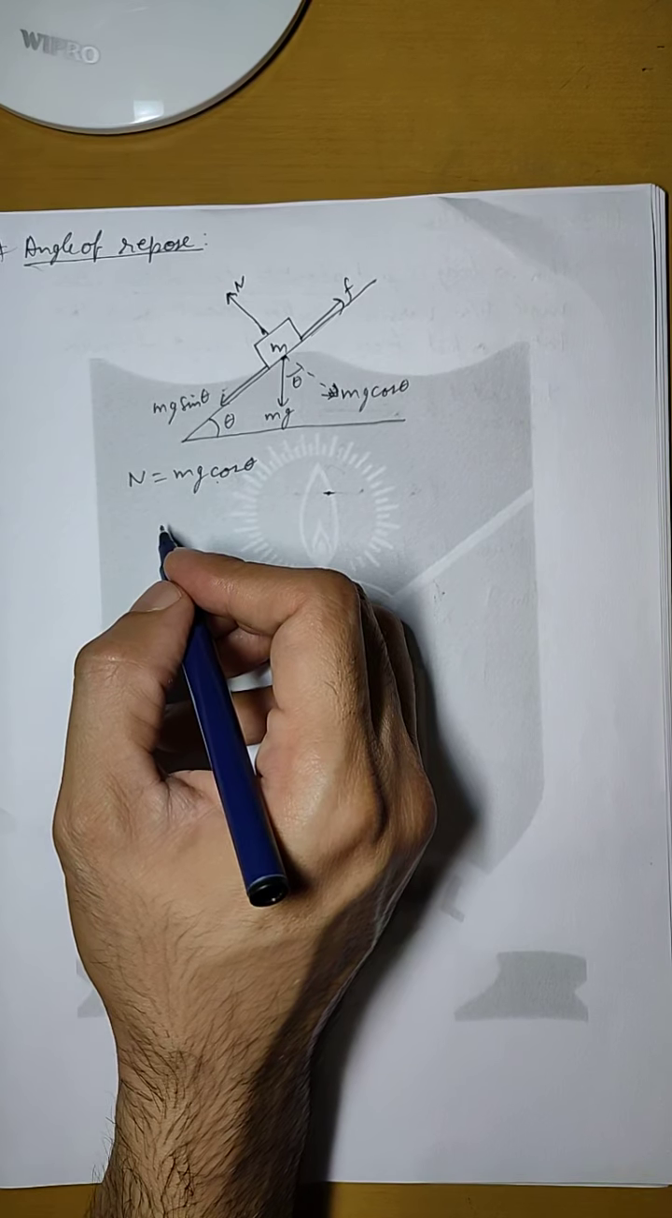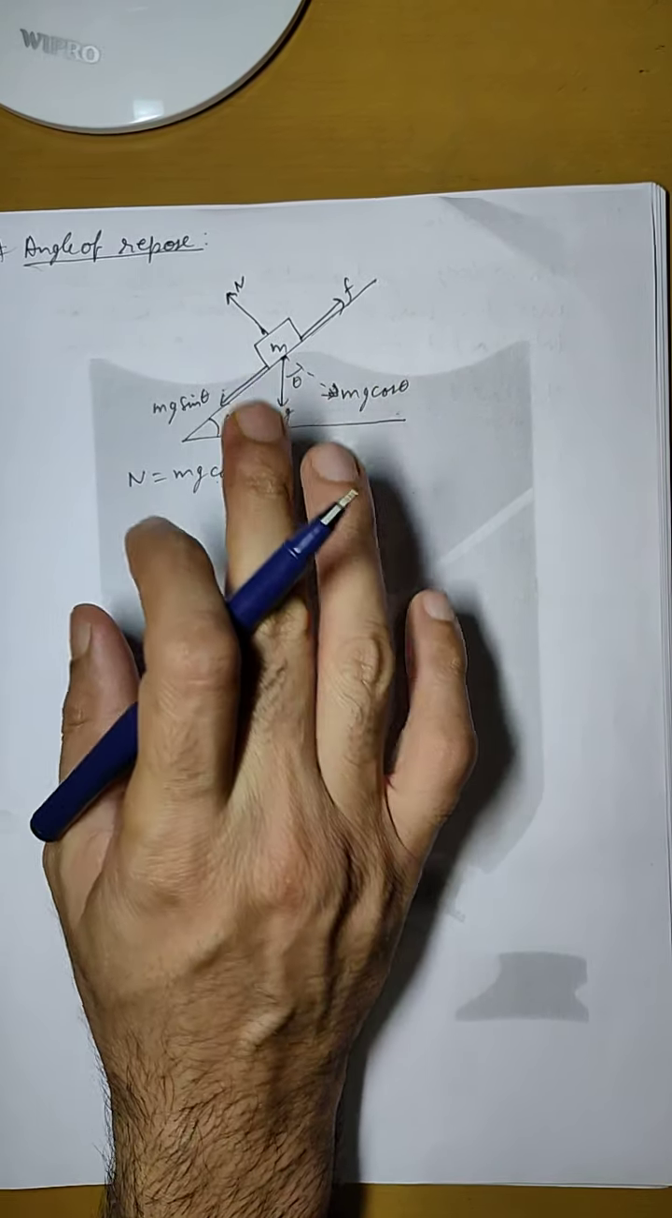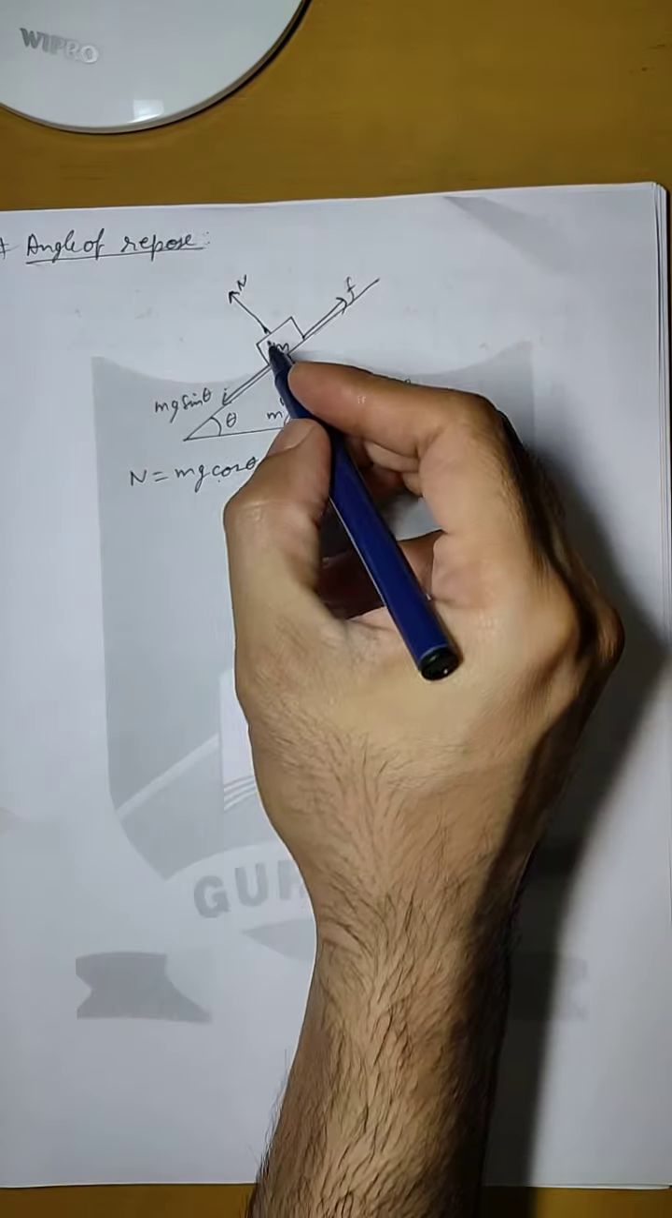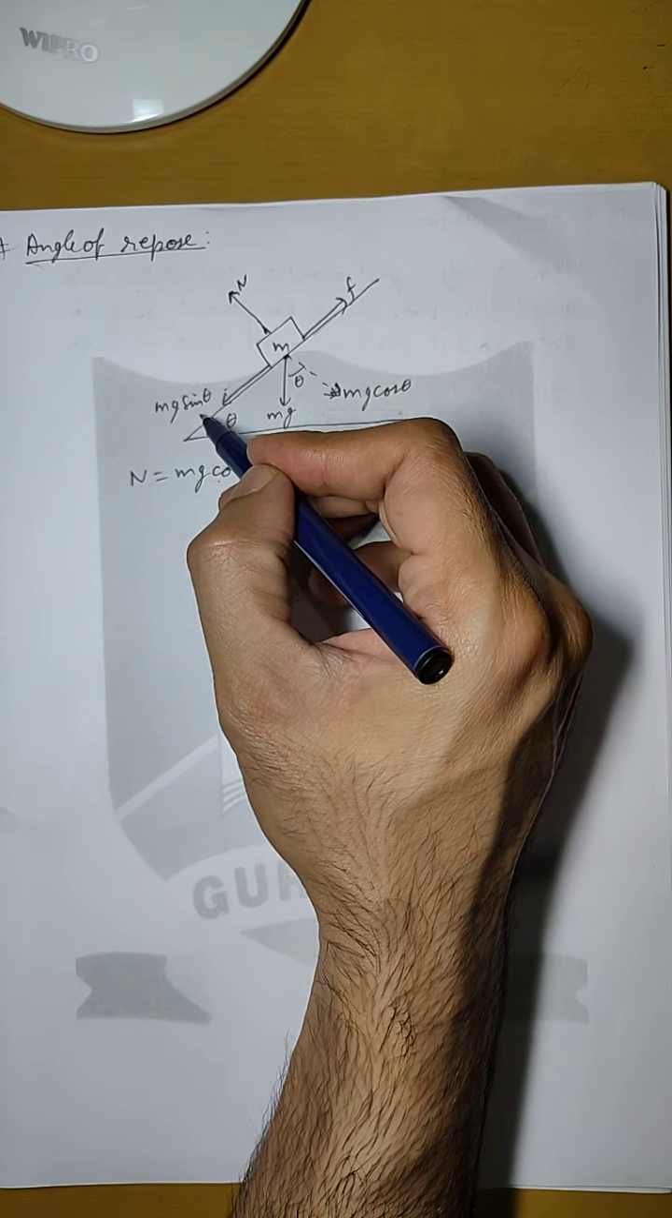So let us assume that right now at this surface the mg sin theta is being balanced by F. So there will be no sliding. The mass will be at rest at this point. There will be no sliding as friction is balancing mg sin theta.